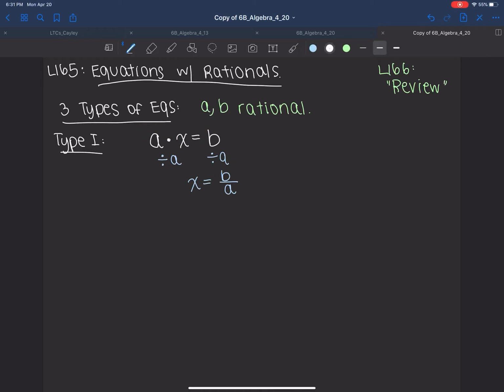Cool. Next up is type 2. And this is the type that is x divided by a is equal to b. Slightly different from type 1. This one also looks a lot like equations we've seen before. To isolate x by itself, we're going to multiply both sides by a. So this will get us x is equal to a times b. So we get a different solution format as well.